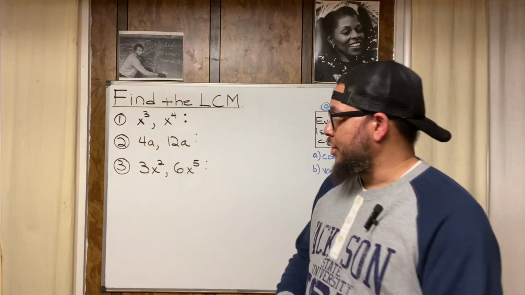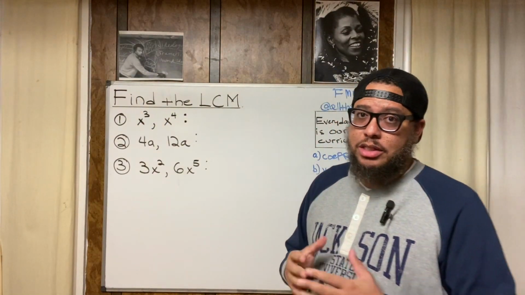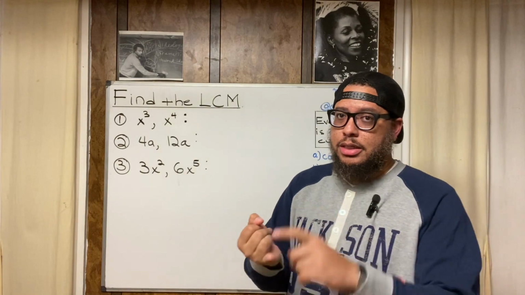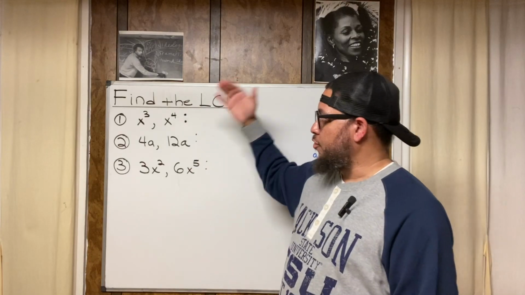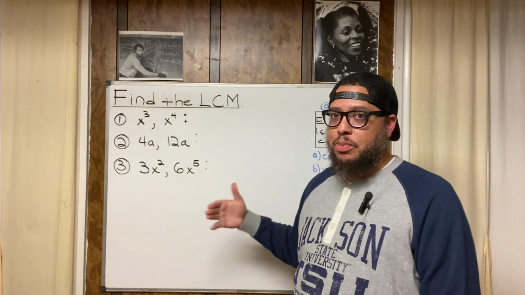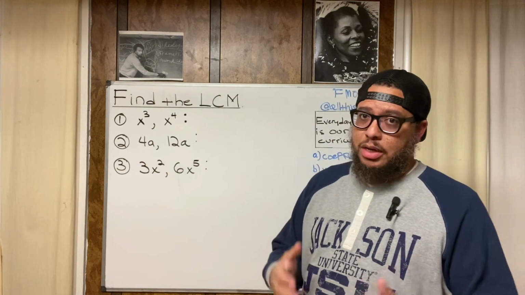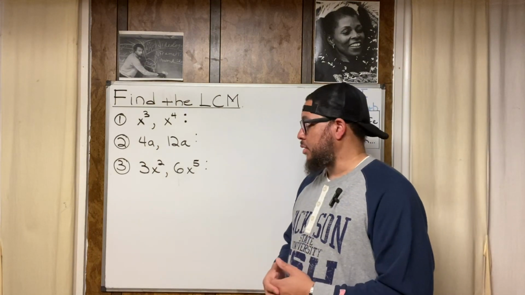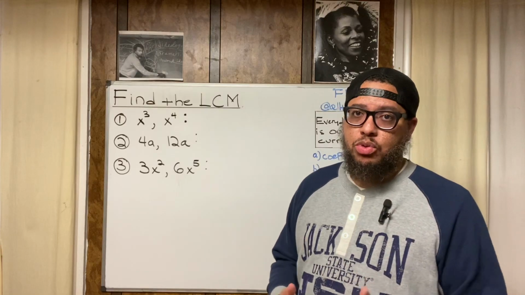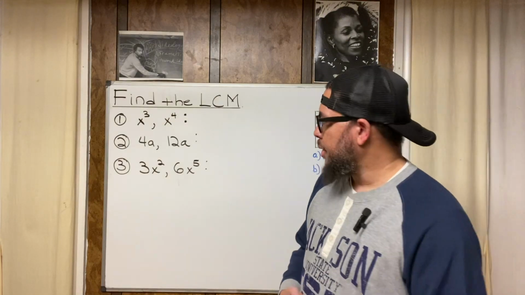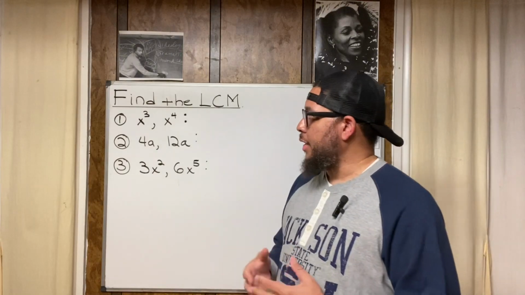All right, so we're about to find the LCM, which stands for least common multiple, of some variable expressions. This is something that you might see in an Algebra 1 class. Maybe if you're lucky, you'll see it in a pre-algebra class. Hopefully you're seeing it in middle school. If you're not, you're definitely going to see it in a high school Algebra 1 class.